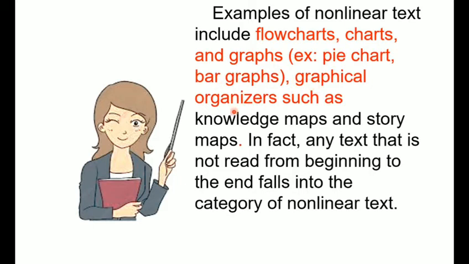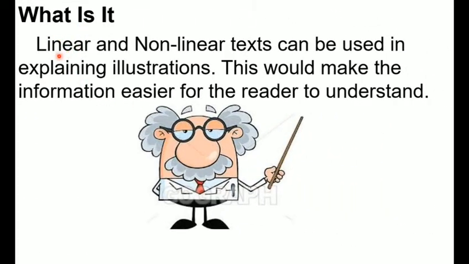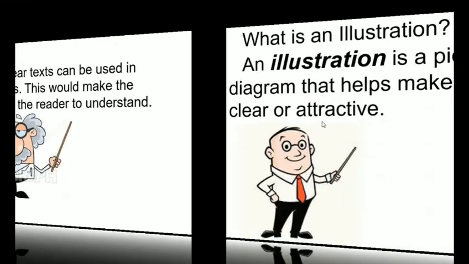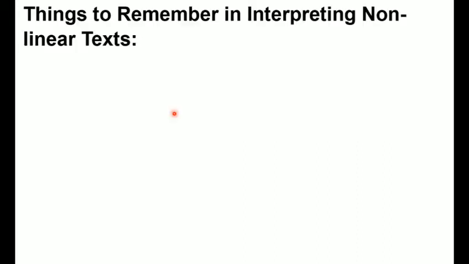Now, graphical organizers such as knowledge maps and story maps. In fact, any text that is not read from beginning to the end falls into the category of non-linear text. Linear and non-linear text can be used in explaining illustrations. This would make the information easier for the reader to understand. Now, what is an illustration? An illustration is a picture or diagram that helps make something clear or attractive.